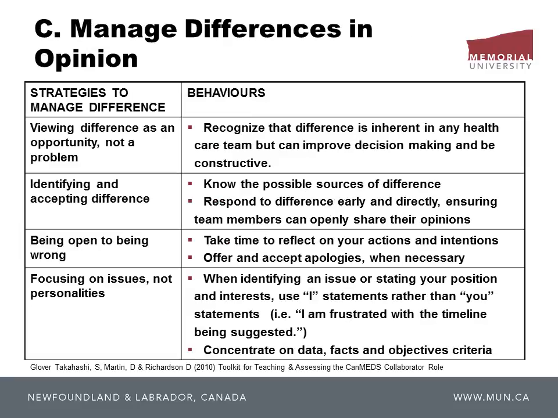The second level of escalation into conflict will be differences of opinion. This slide notes the strategies and behaviors to manage differences of opinion so that they don't develop into conflicts. Which strategy would be most difficult for you to engage in to manage differences? Why?